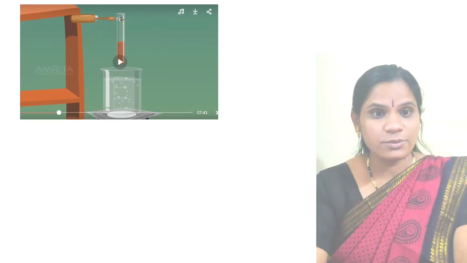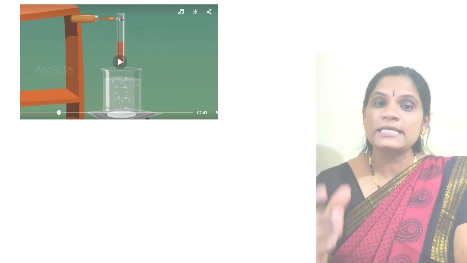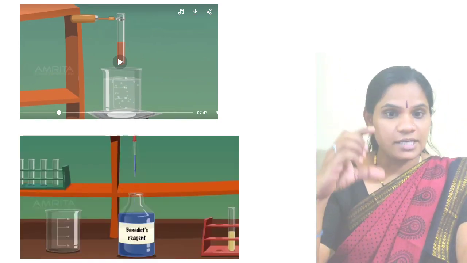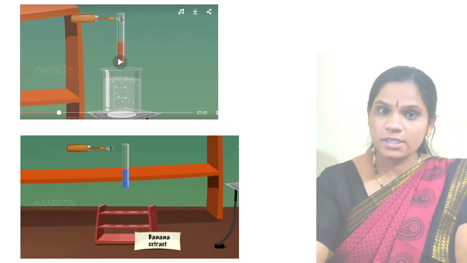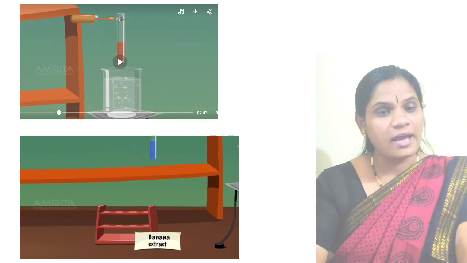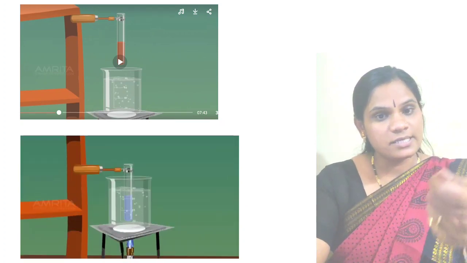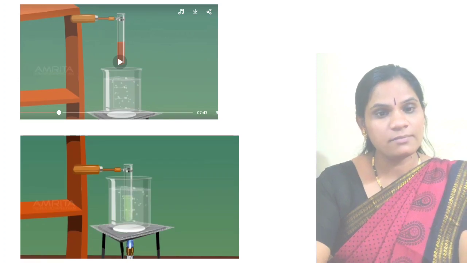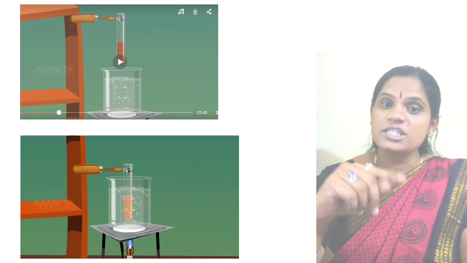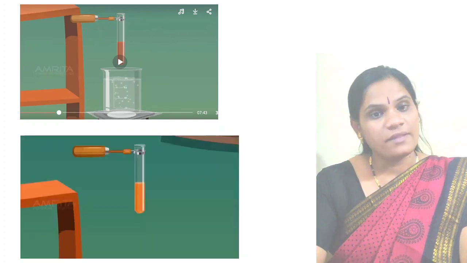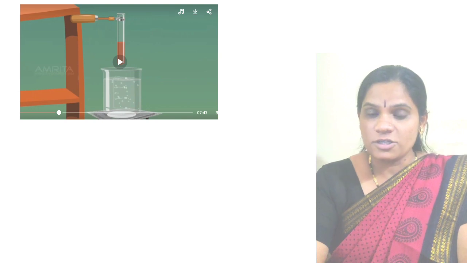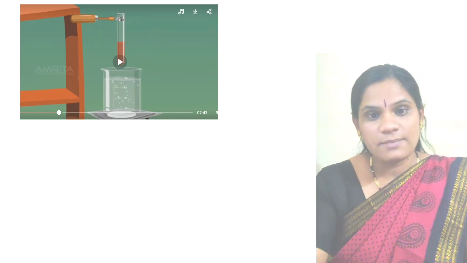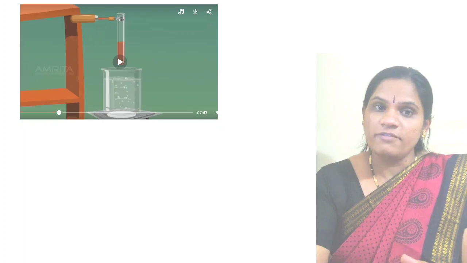So what else do we have to do? Once again, I'll repeat the procedure. Take a quantity of Benedict's reagent. Add the reagent to the test tube containing banana extract. Using a test tube holder, hold the test tube firmly and place it in a water bath. The color changes from blue to green and finally to orange or brick red, indicating the presence of glucose. That means sugar is present in it. Otherwise, if it does not change to reddish brown, then sugar is absent. In this way, we can test the presence of sugar in the food.